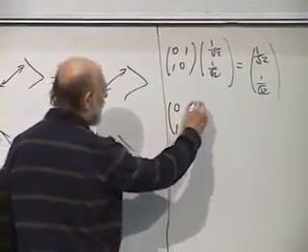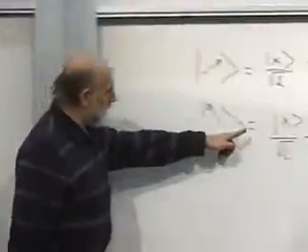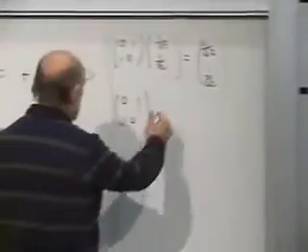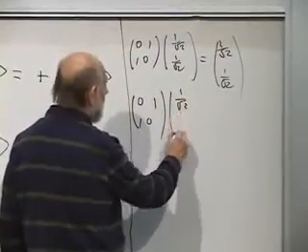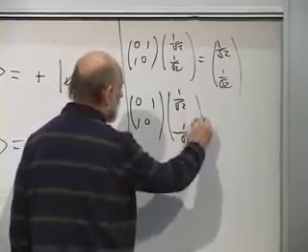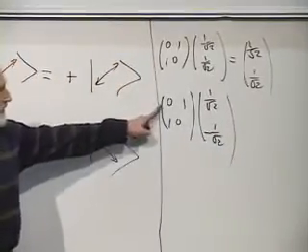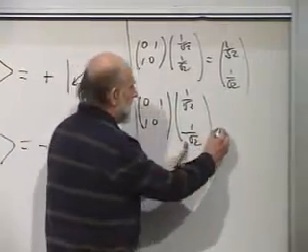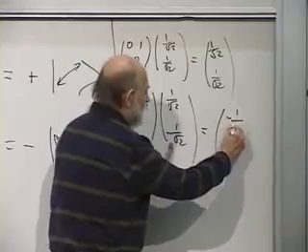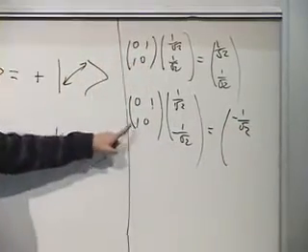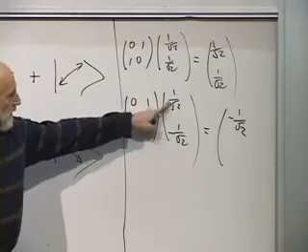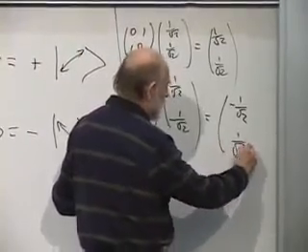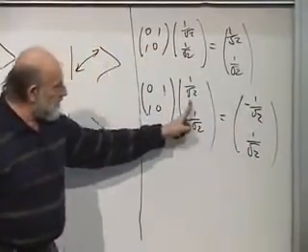0, 1, 1, 0. The other polarization looks exactly the same, except it has a minus 1 over square root of 2 here. So we write 1 over square root of 2, minus 1 over square root of 2. Now let's do this one a little more carefully. 0 times this element is 0. 1 times this element is minus 1 over square root of 2. And then go to the second row. 1 times square root of 2 plus 0 times this is just 1 over square root of 2. Notice that this vector is minus this vector.